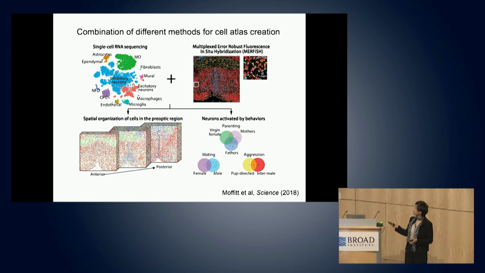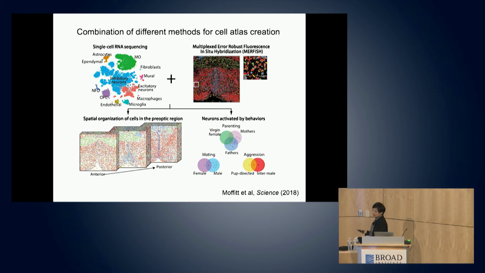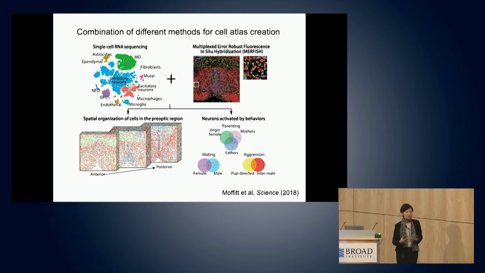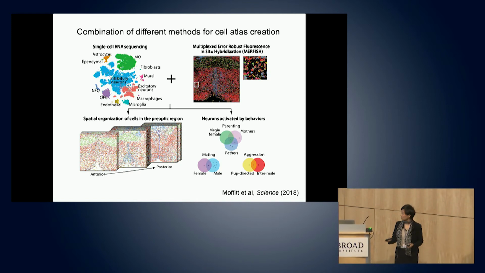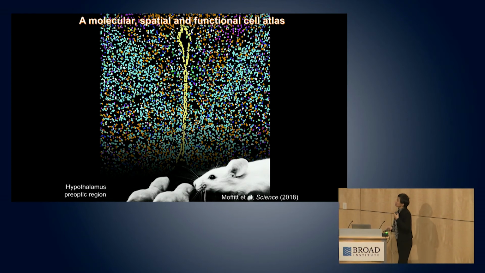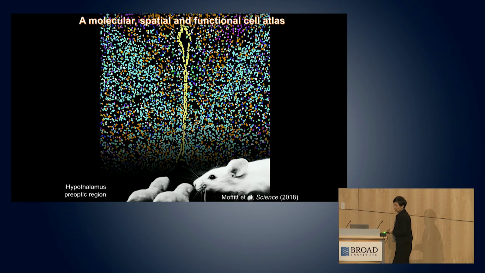So with that, we get a more complete map, and because MERFISH is an in situ imaging method, we directly get the spatial organization. And also because MERFISH is an in situ imaging method of intact tissue, we can combine that with activity marker imaging to directly tell us which cell type is responsible for which behavior by including, for example, immediate early genes that get activated by parenting. Then we say, these parenting cells have this kind of gene expression profile. So together we get what we consider a molecular, spatial, and functional cell atlas of the hypothalamus preoptic region.